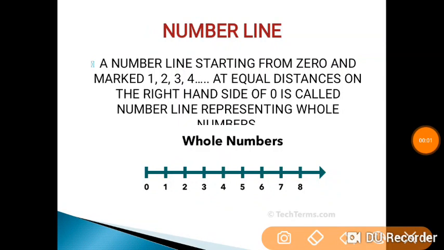Let us talk about a number line. A number line starting from 0 and marked 1, 2, 3, 4 at equal distances on the right hand side of 0 is called the number line representing whole numbers. In this number line, you can see that the starting point is 0 and then it is marked at equal distances starting from the number 1, 2, 3, 4 and so on. The arrow shown here is indicating that the line can be extended towards right hand side indefinitely.